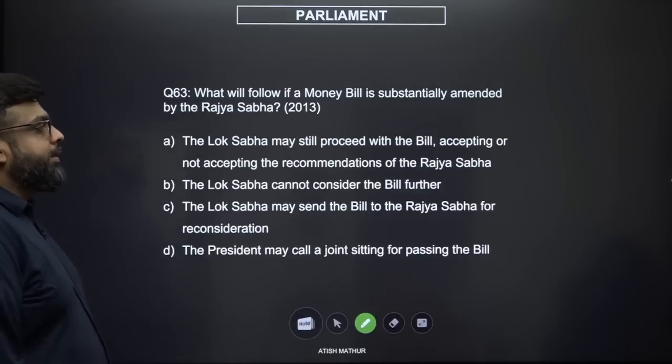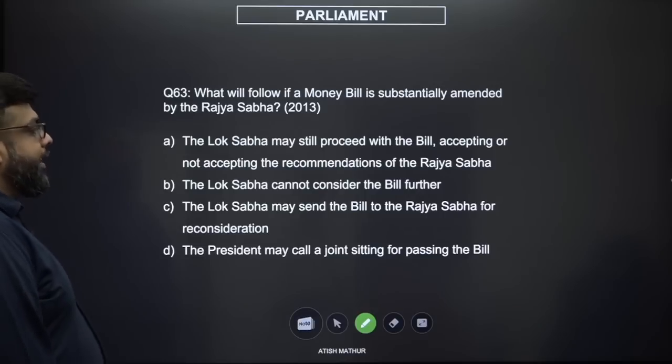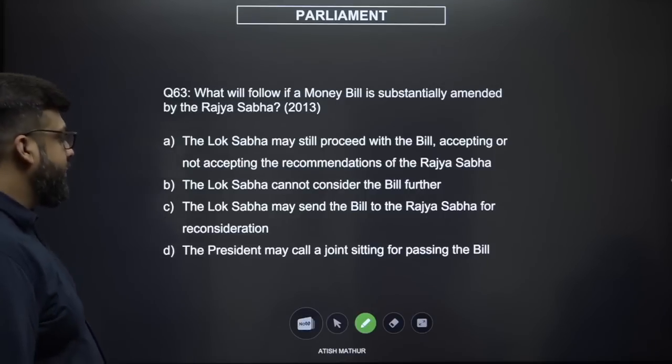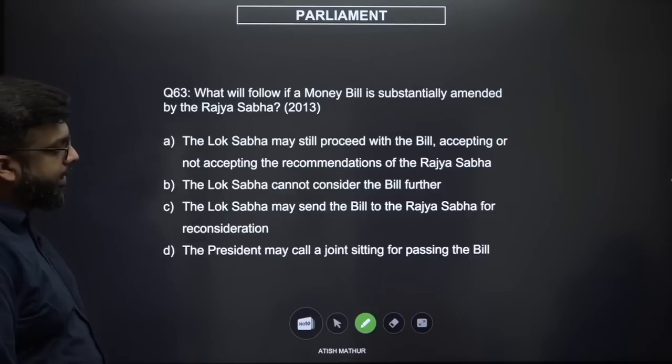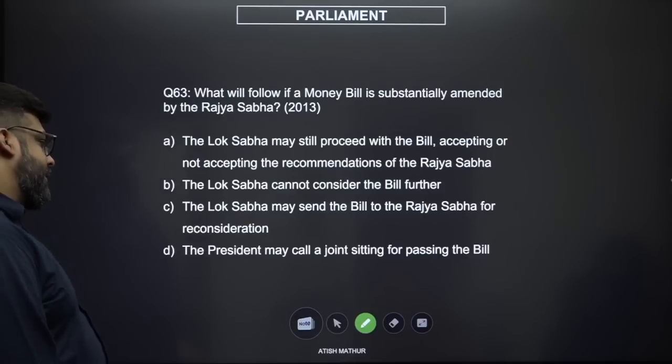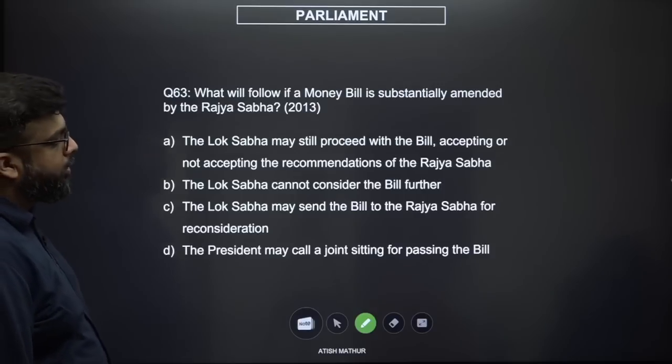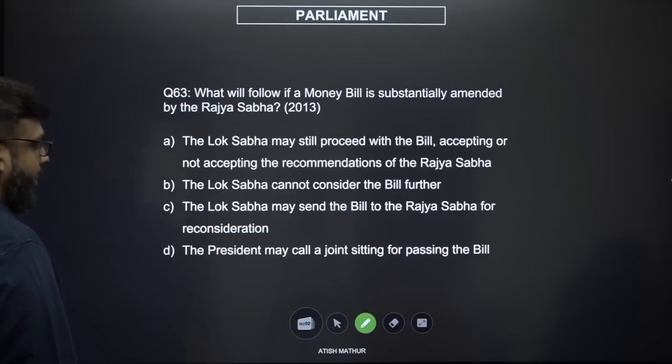The Lok Sabha may still proceed with the bill, accepting or not accepting the recommendations of the Rajya Sabha. The Lok Sabha cannot consider the bill further. The Lok Sabha may send the bill to the Rajya Sabha for reconsideration. The President may call for a joint sitting of the bill.